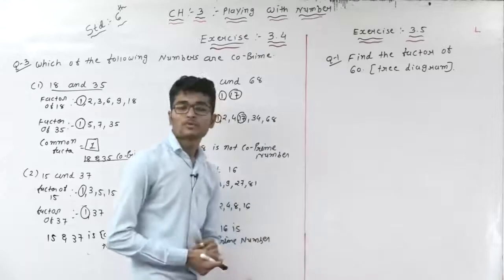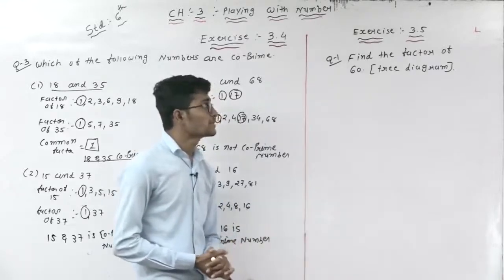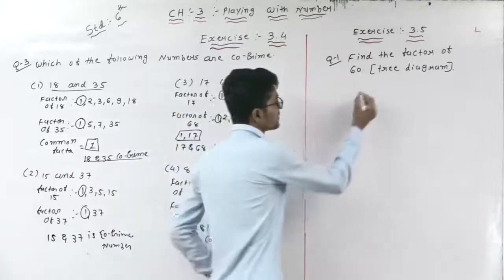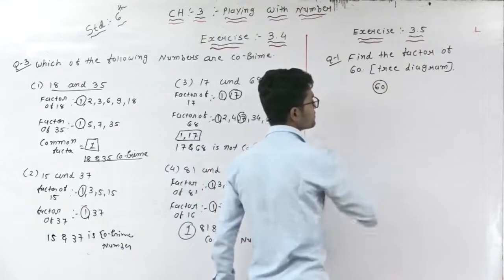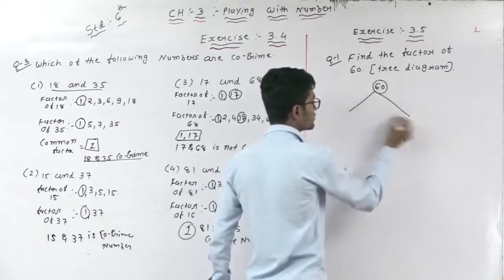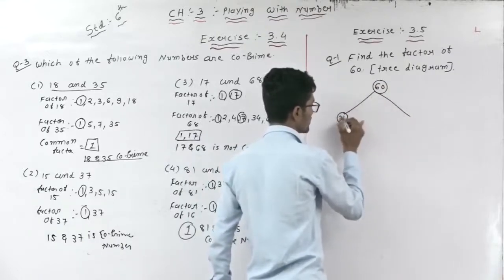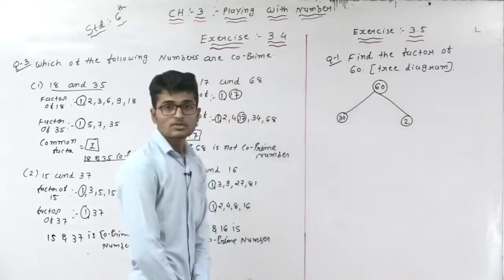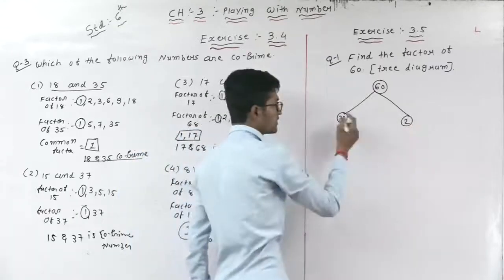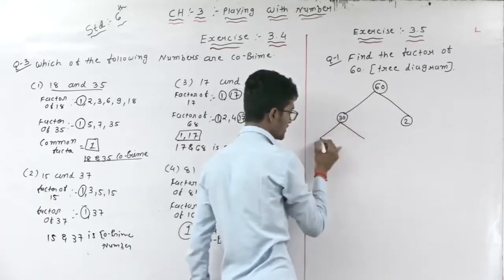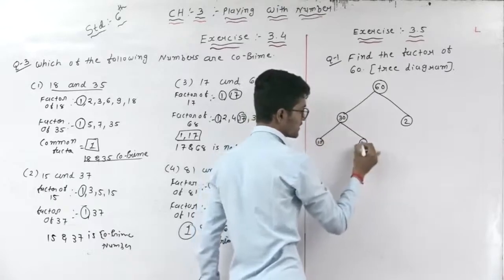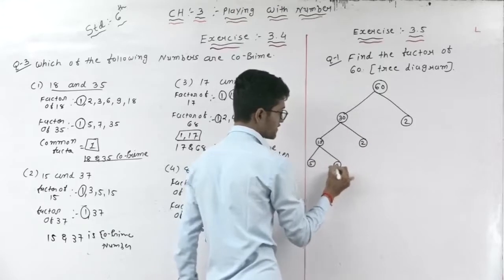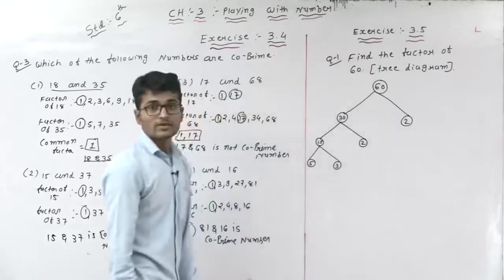This is exercise 3.5, the first question. Find the factors of 60, but using a T diagram. So what is the T diagram? So dear students, this one is 60. Now 60 splits into 30 and 2. 2 times 30 is 60, yes or no? Now 2 has no more parts, but 30 has 2 parts, 15 and 2. 15 also has 2 parts, 5 and 3, right?